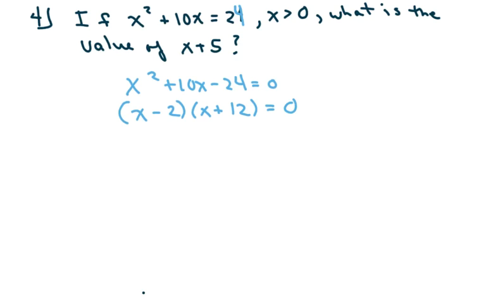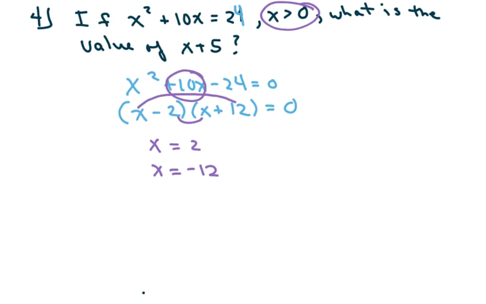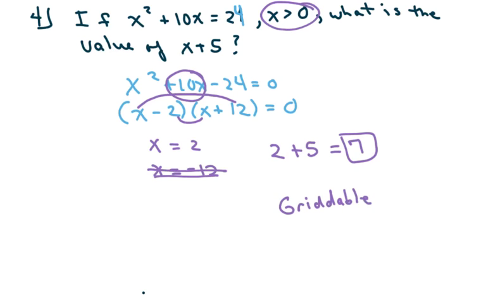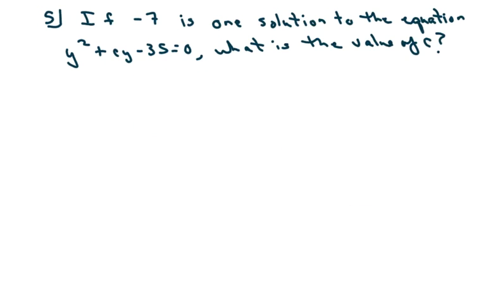And you want to double check your outer and inner. That will give you your positive 10x. So we have x equals 2 and x equals -2. Those are your 2 solutions. But it says x is positive, so we're not going to use that. So basically it's going to be 2 plus 5 equals 7. And this was a griddable. There wasn't a multiple choice on this. And the next one's not a multiple choice either.